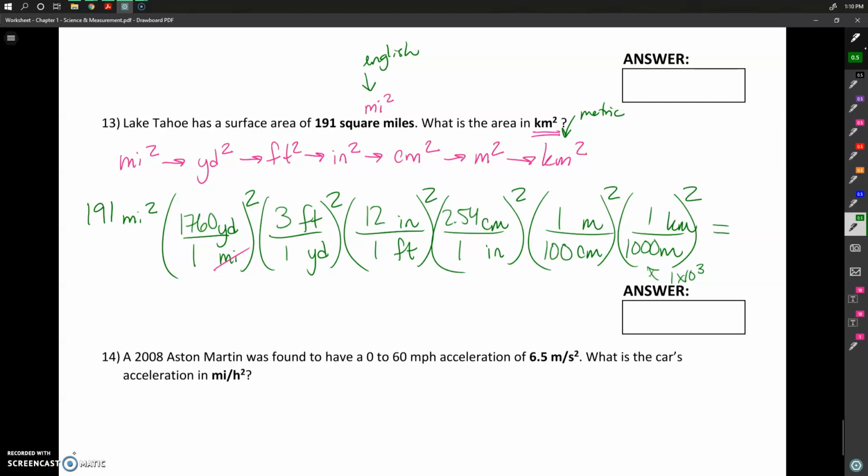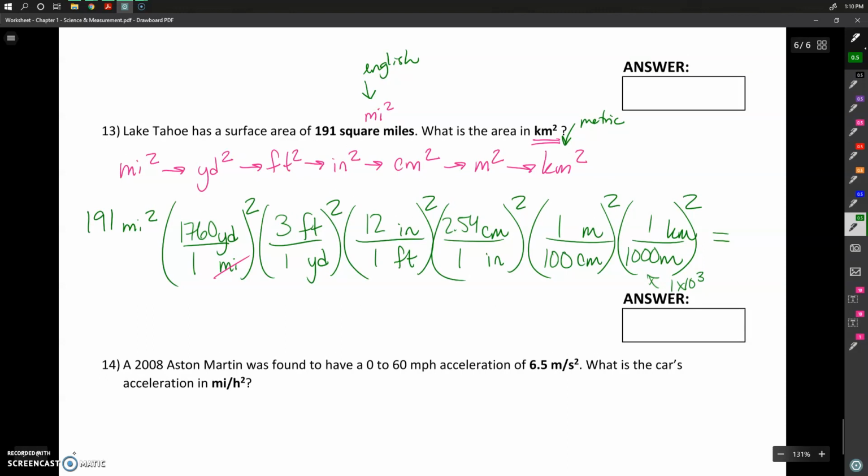So 191, I'm going to multiply that by 1,760 squared. And so yes, you could do 1,760 squared in your calculator first and then multiply it by 191 if you feel more comfortable doing it that way because you're worried about order of operations. But I will promise you that you can go straight across here, and in your calculator you can type this in all as one line, and order of operations will still work out because exponents are usually handled before multiplication.